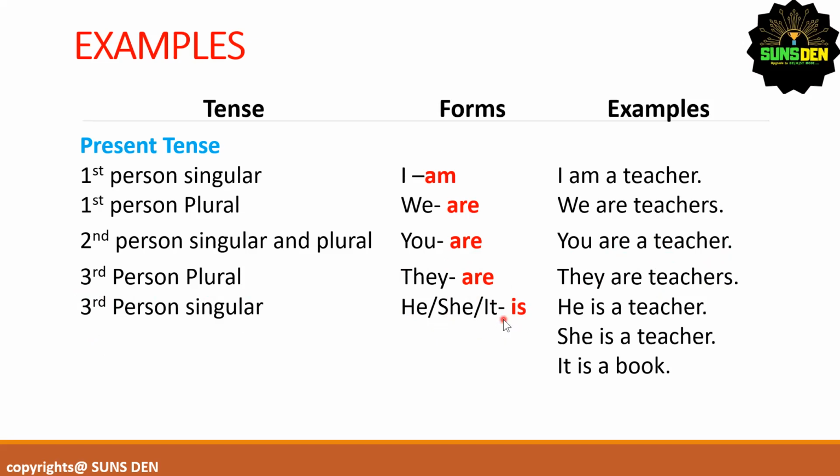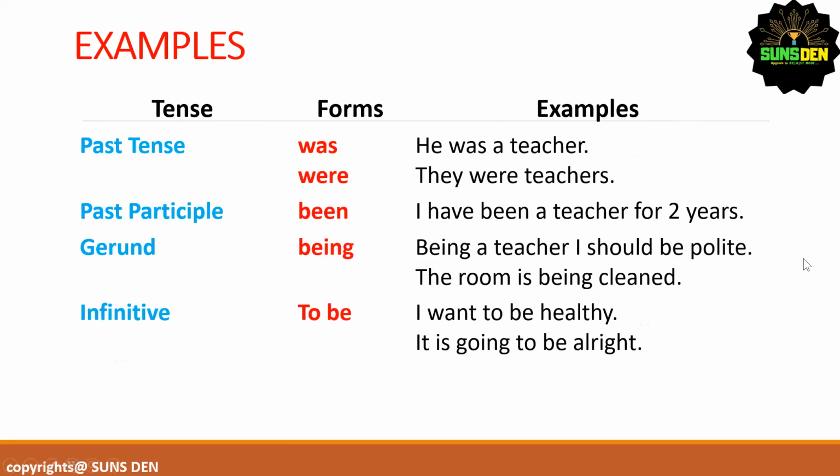It can be any object or animal, and we use is. He is a teacher, she is a teacher, it is a book. Now moving down, we have past tense. Now past tense, singular is was, plural were. He was a teacher, they were teachers.